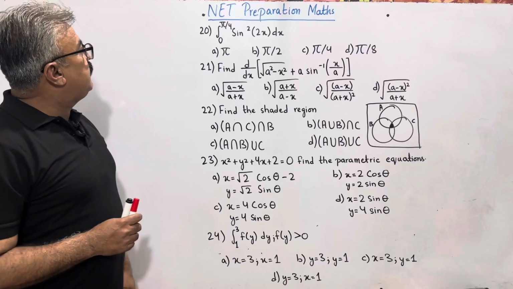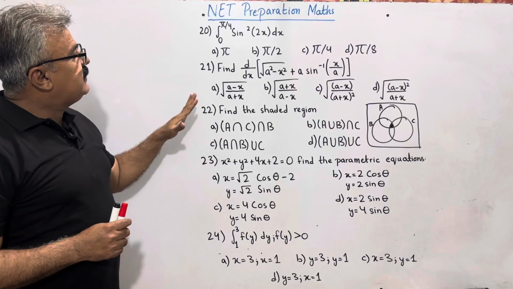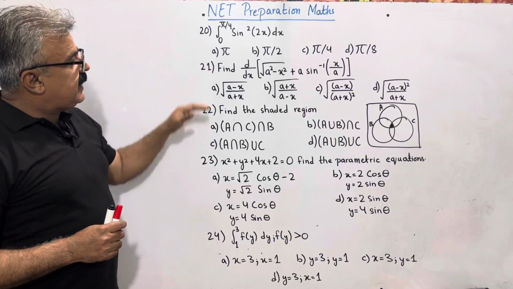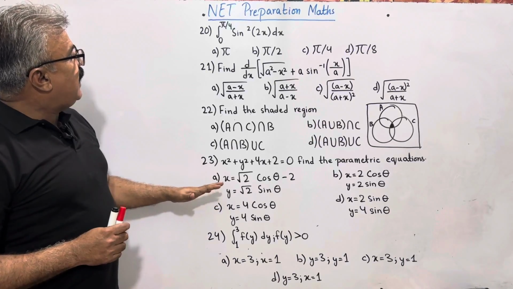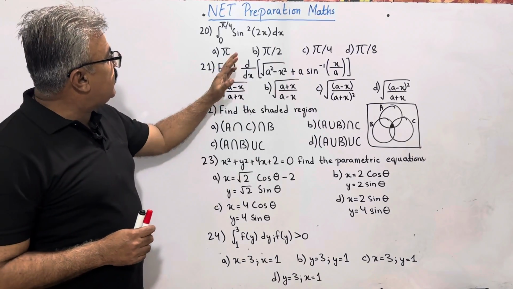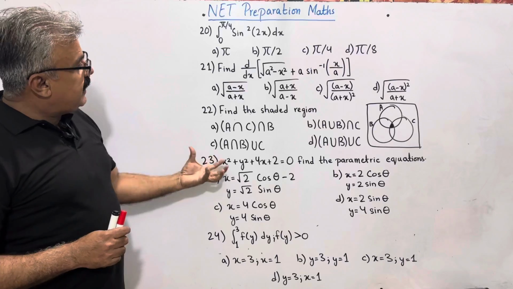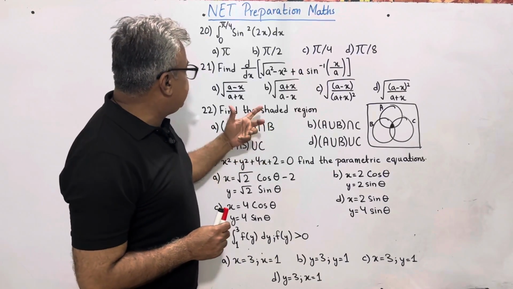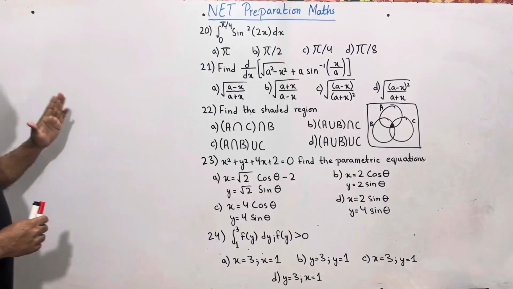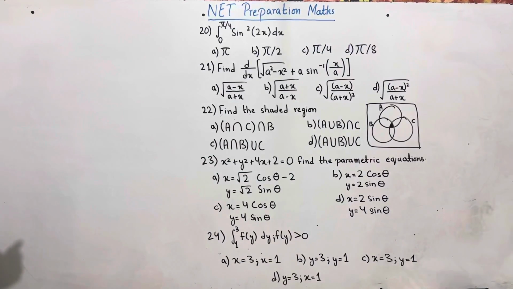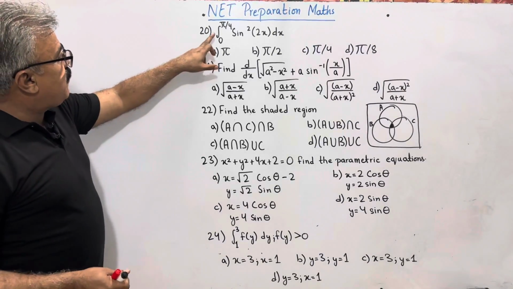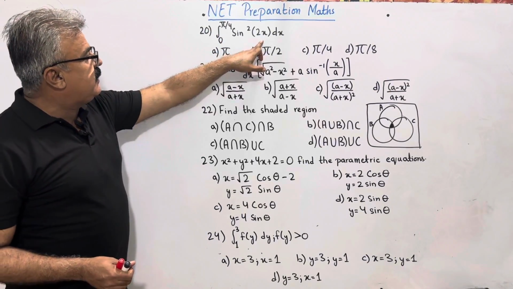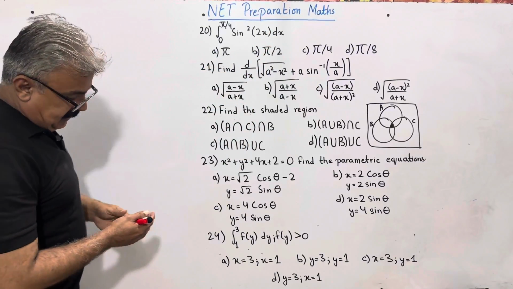Some questions for the preparation of a NAT, mostly MCQ type questions are present. I have written some questions in mixed type branch. Without wasting time, our question number one is the definite integral from 0 to pi over 4 of sine squared 2x dx.